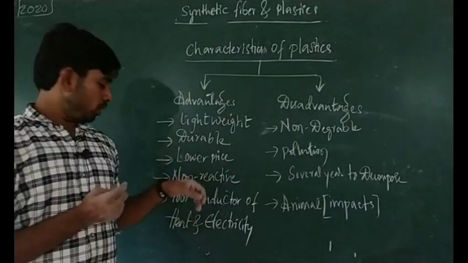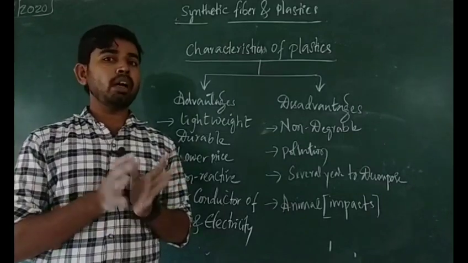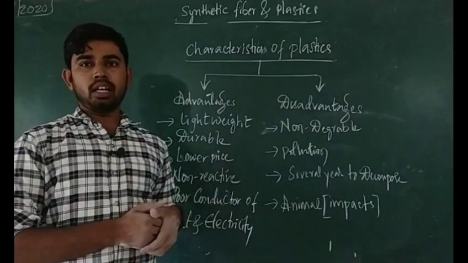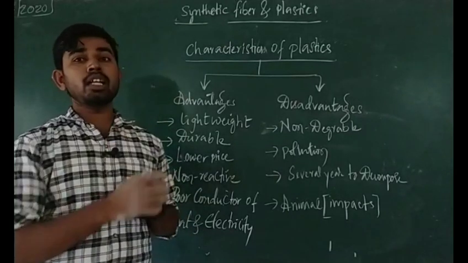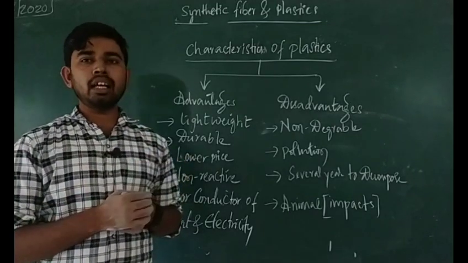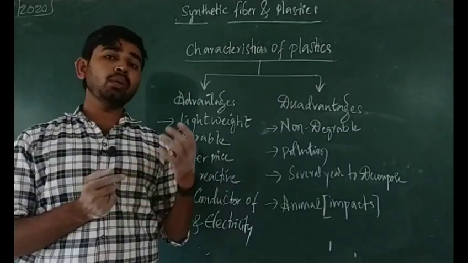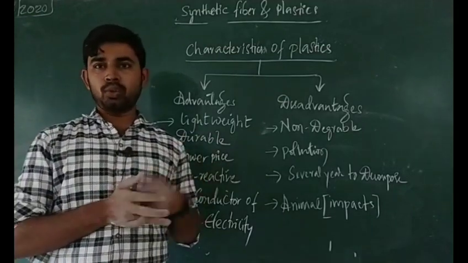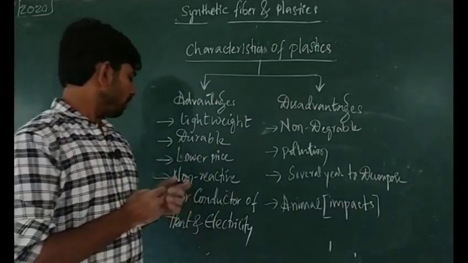One more thing is that plastic is a poor conductor of heat and electricity. So we can use it as safety material. We can use hand gloves or other things to avoid the flow of electricity. There is a coating upon the copper wire. The electrical wire is coated by plastic because it acts as an insulator, which does not allow the electric current to pass through it. That is one of the advantages of plastic.